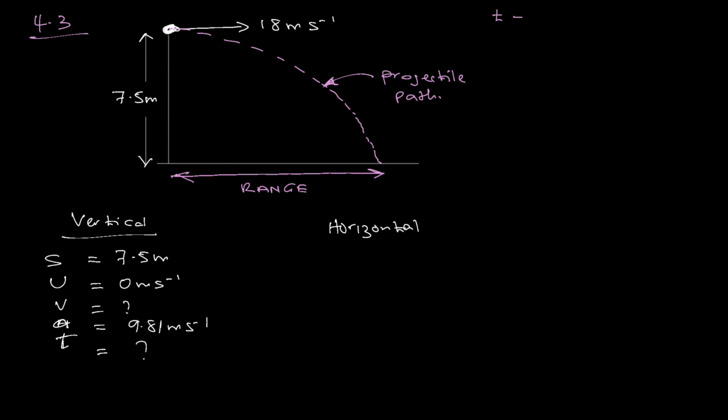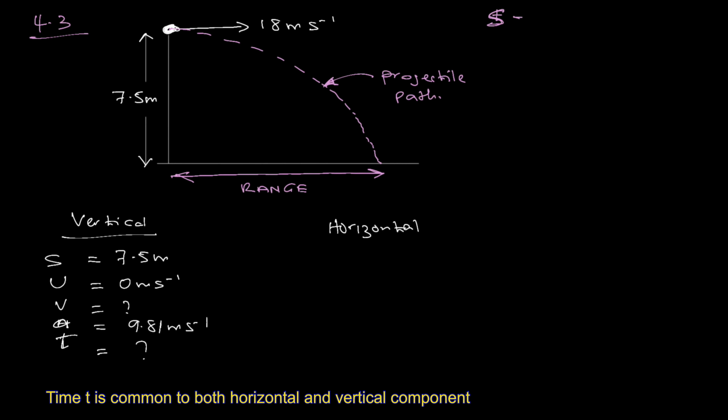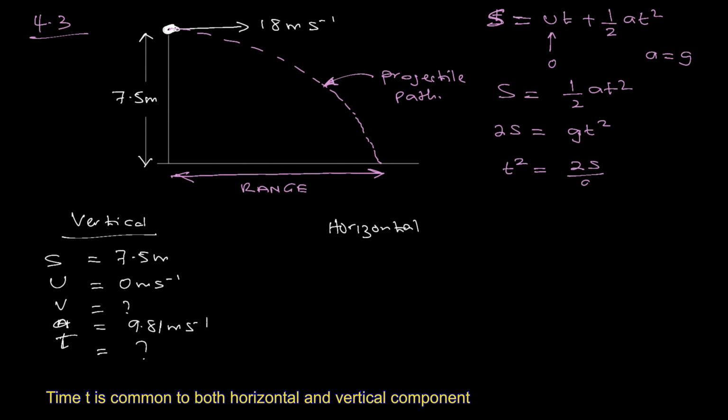So T would be, well, we can use the SOVAT equation. S equals UT plus a half AT squared. And therefore we know U is 0. So if that's 0, that means S will be equal to a half AT squared. If I multiply both sides by 2, I get 2S equals AT squared. But A is G, which is gravitational field strength. So just bear in mind that A equals G. So now I can find T. So T squared equals 2S over G. And that implies that T equals the square root of 2S over G.